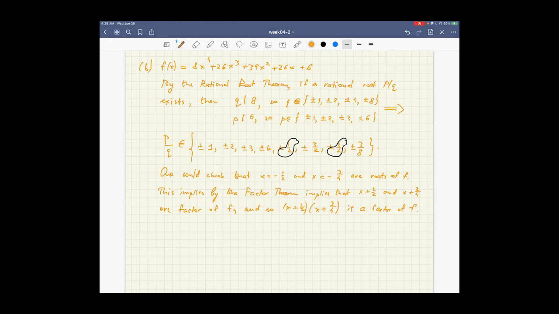So the plan is now this. We will divide our polynomial f by the product of x plus 1/2 by x plus 3/4. Whatever the quotient will be, the zeros of the quotient, if any, will be the zeros of f. And f will not have any other zeros: -1/2, -3/4, and whatever zeros the quotient will have.